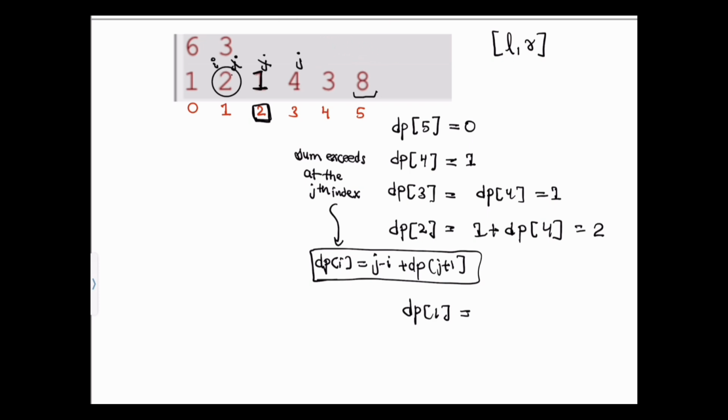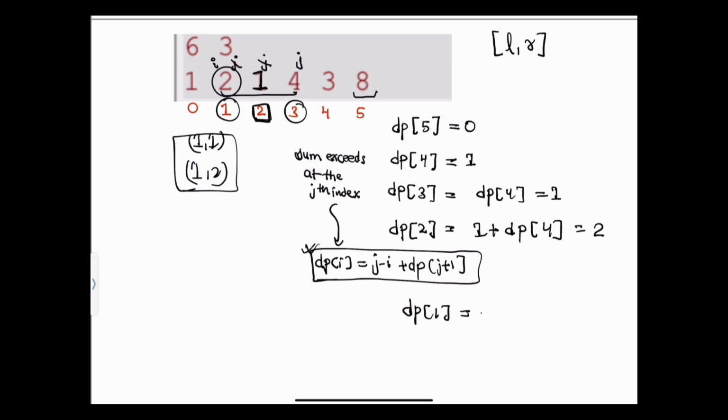So our sum is exceeding the value of 3 when the jth index is here. So how many subsegments can we have? Two subsegments, which is j minus i. We can have 1 comma 1, or we can have 1 comma 2, right? So we have two subsegments, which is nothing but j minus i, which is 3 minus 1. Yeah, so this seems to be the correct dp that we have written.